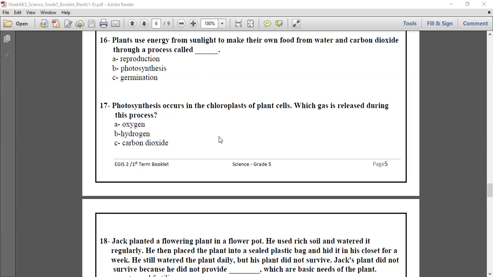Please read the question carefully again. It says photosynthesis occurs in chloroplasts of plant cells. Which gas is released? Which gas is produced during this process? Oxygen? B. What is your final answer? B. Actually, it is A, oxygen. Thank you.